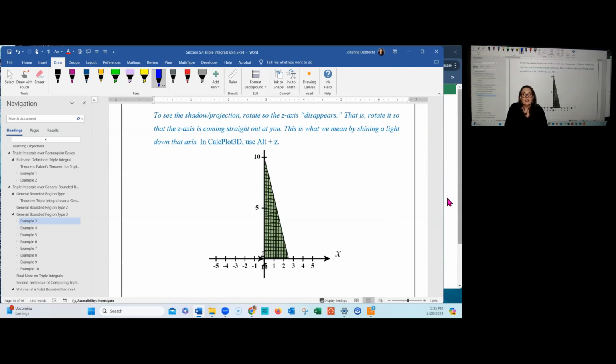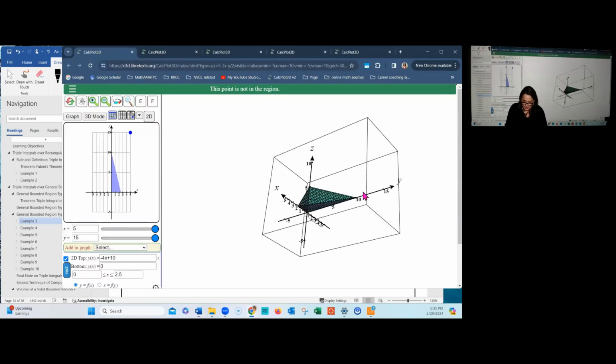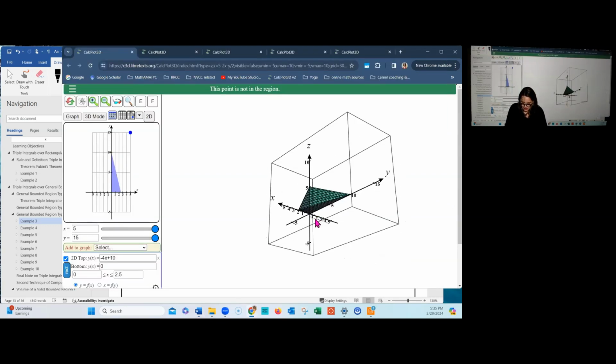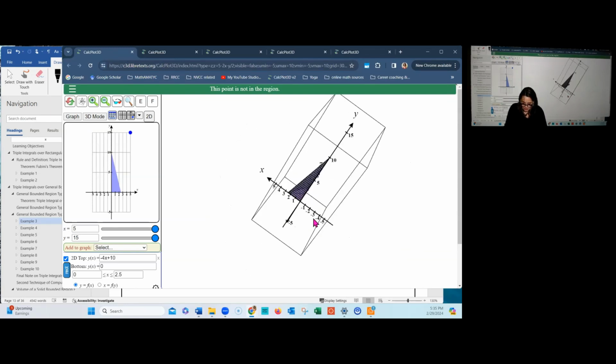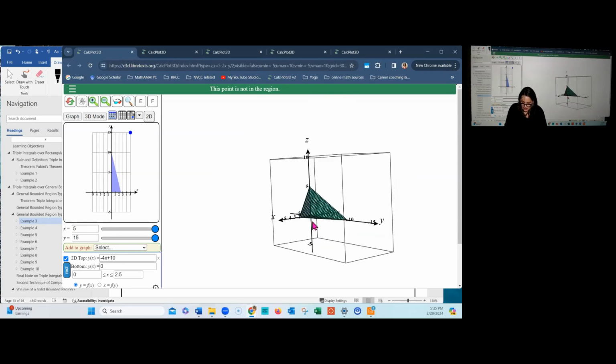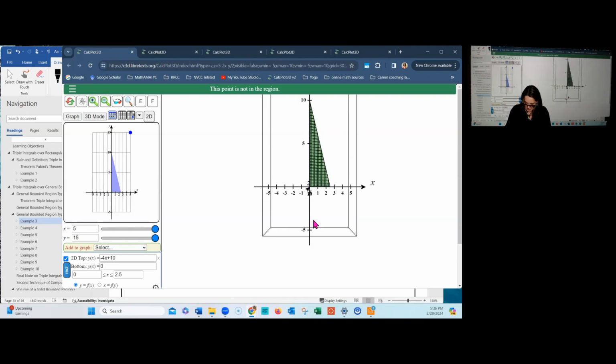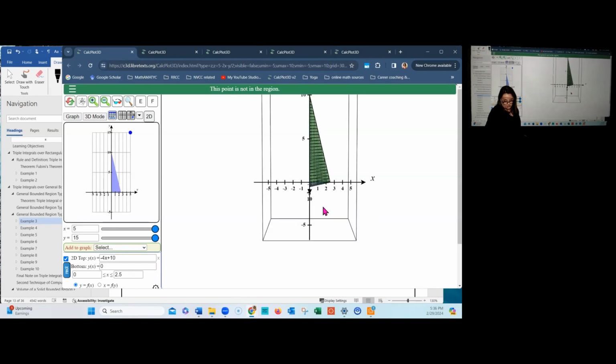Now remember, you always have to take the widest part of your blob to cast the shadow. Make sure you're taking the widest part. So here's our region. You can tell it does have triangular sides on it, but it's a three-dimensional object. And in order to see this in the XY plane, I need Z to disappear. So to get Z to disappear, you can do Control Home, or you can hold down the Alt key and hit Z. When you do that, then you can see what it looks like now in this plane.